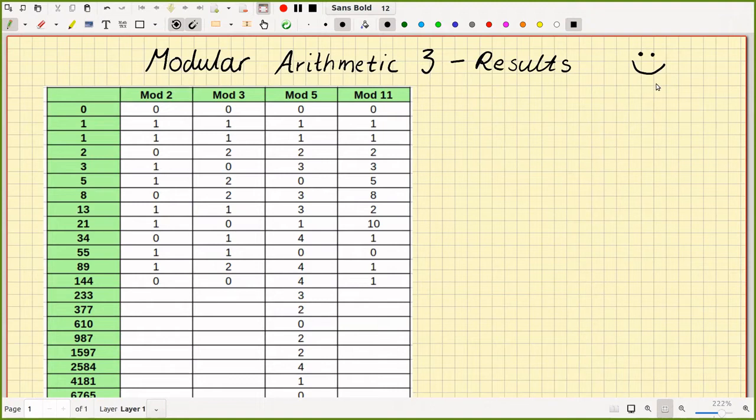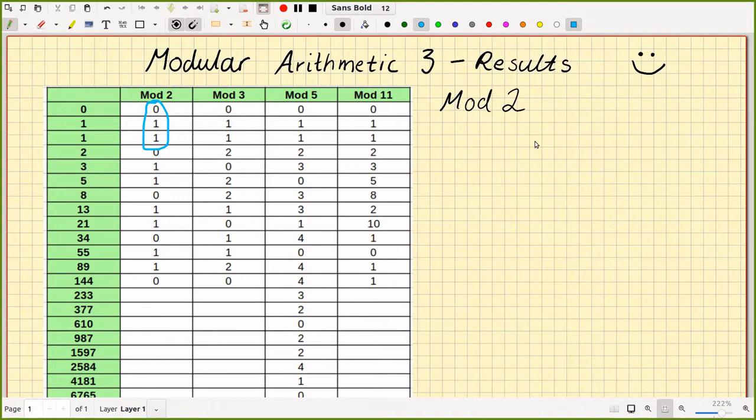So to start with, I'm going to start by looking at modulo 2. So mod 2. When doing this, I found that this pattern repeats every 3 numbers. So it goes 0, 1, 1, 0, 1, 1, 0, 1, 1, and so on.